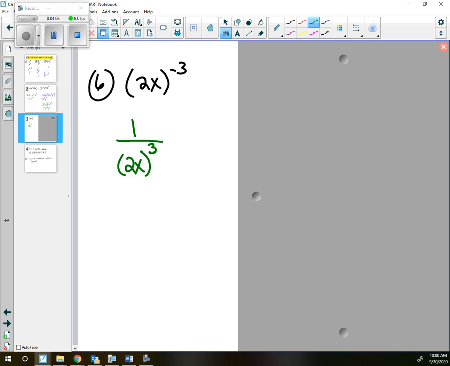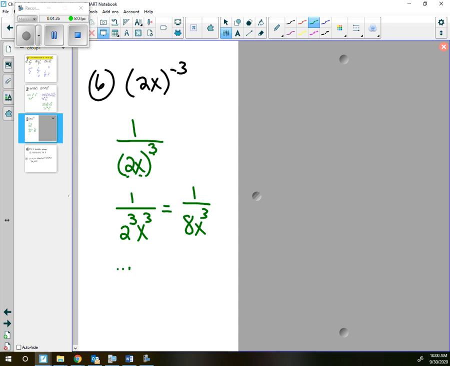Okay, now that means I have to cube everything in there. That means the 2 needs to be cubed, and the x needs to be cubed. That's how you need to think of it. Every single base inside those parentheses needs to be cubed. All right, well, what's 2 cubed? 2 times 2 times 2? That would give you 8, and then x to the 3rd. So we need to cube both.